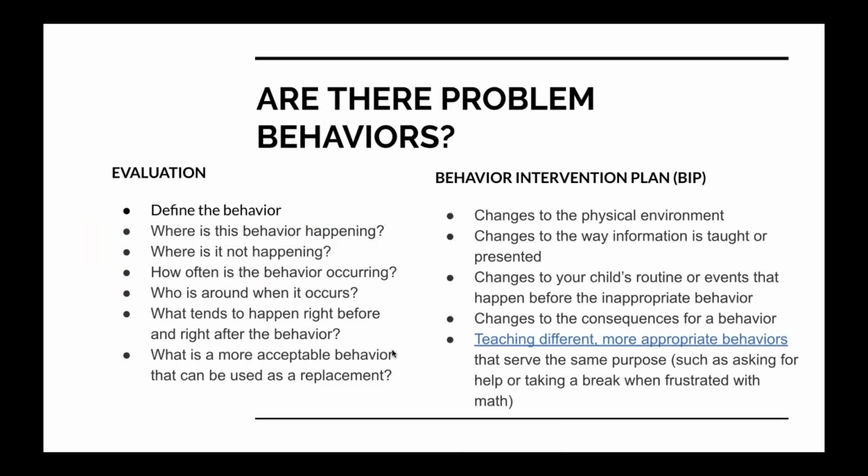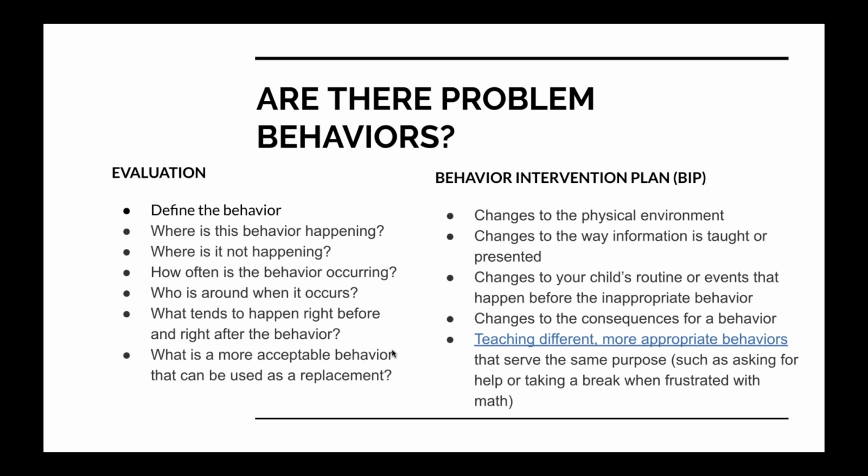Functional behavior. This is the key to getting the one-on-one aid that so many people want. Functional behavior is going to look at the child's behavior. Where is the behavior happening? When is it not happening? How often is it occurring? Is it behavior like eloping? They tend to run off all the time.